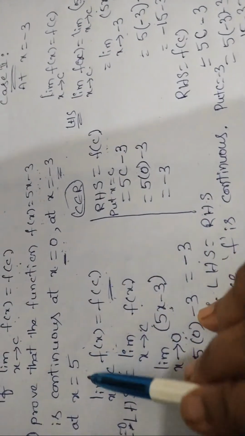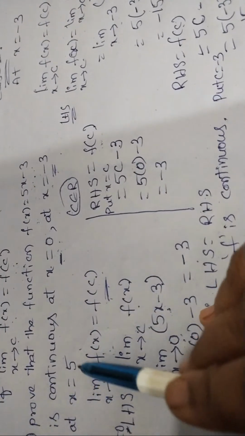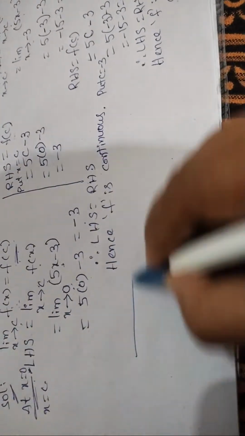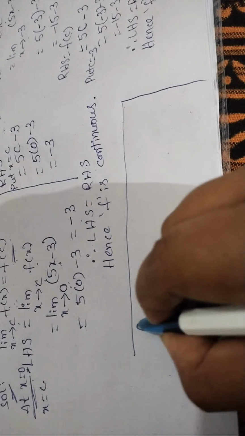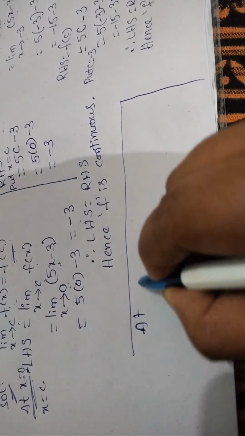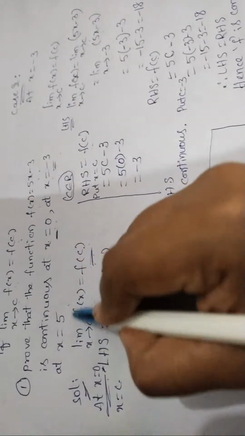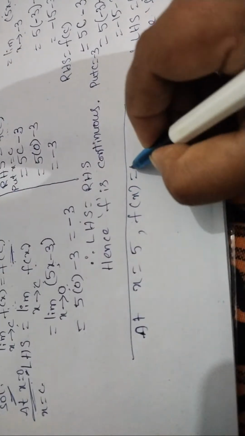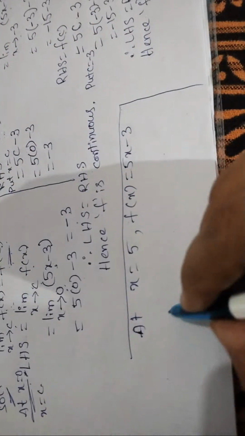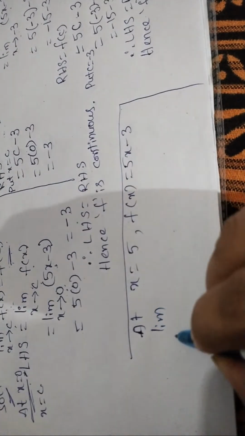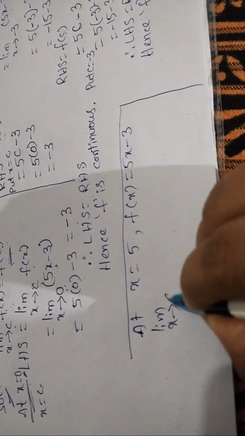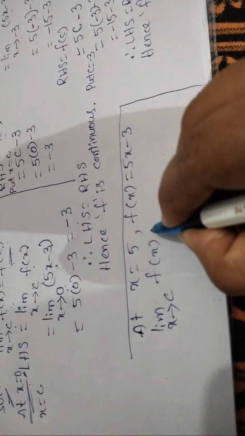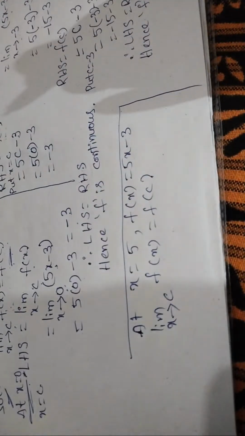Next, last case. What is the last case they gave? x equals 5. So we will solve whether f is continuous or not in this case. We prove. So I will take the third case, at x equals 5. And the given function f of x is equal to 5x minus 3. Now first write the formula. Limit x tends to c, f of x is equal to f of c.